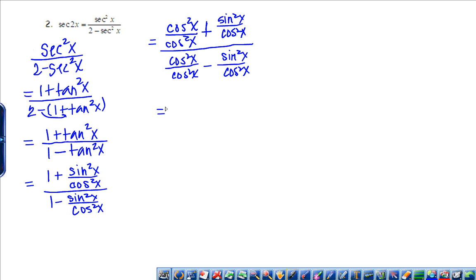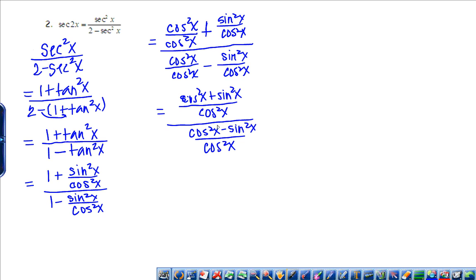Okay, so on the top, I'm going to go ahead and combine these so that I've got cosine squared plus sine squared. I hope y'all are starting to see something. Over my common denominator, which is cosine squared. Same thing on the bottom. Cosine minus sine over my common denominator, which is cosine. Okay, so I hope you noticed that both of these have the common denominator of cosine. So now I can divide by the reciprocal. So if I do that, I now have cosine squared plus the sine squared over cosine squared minus sine squared.